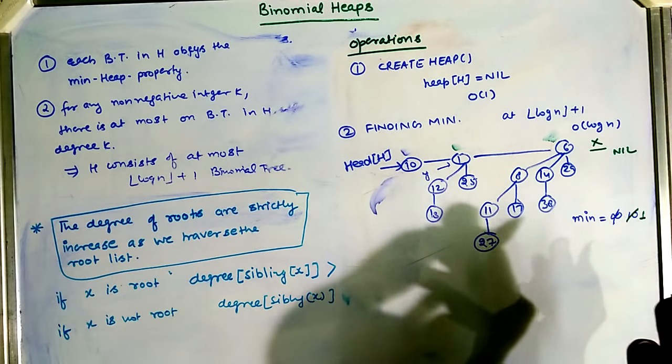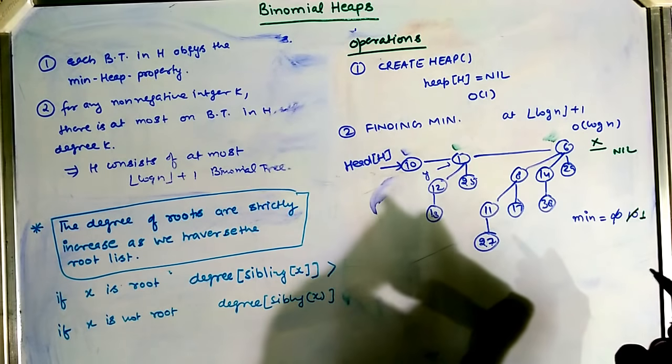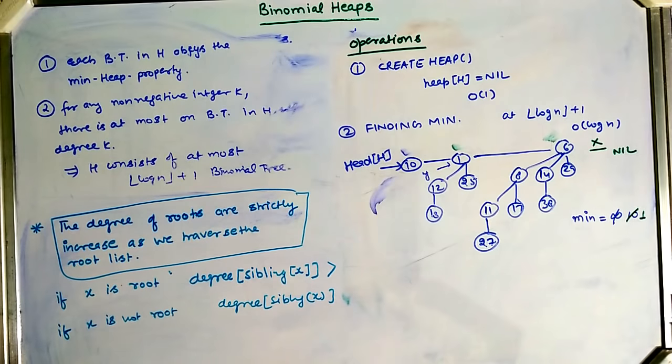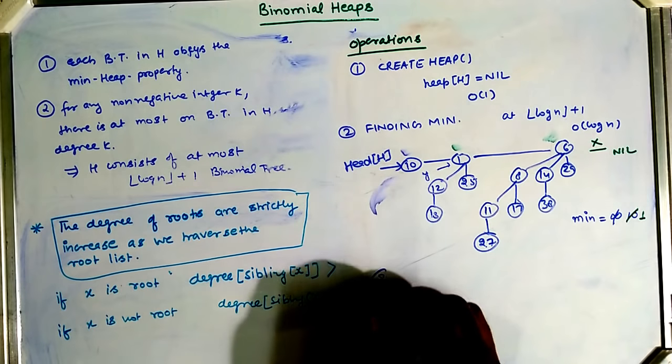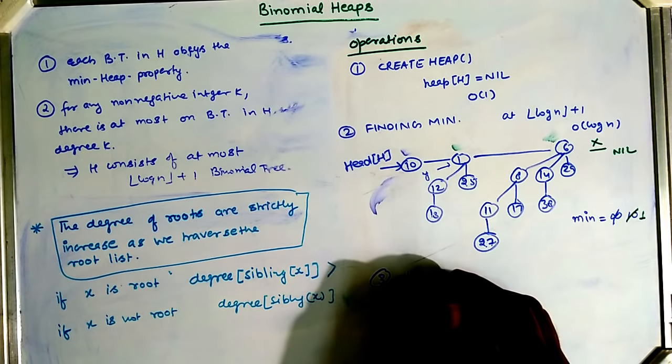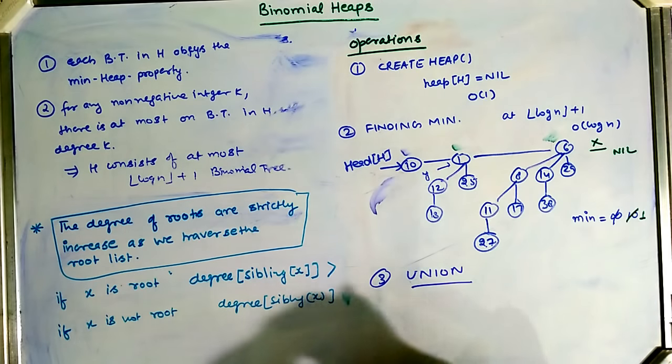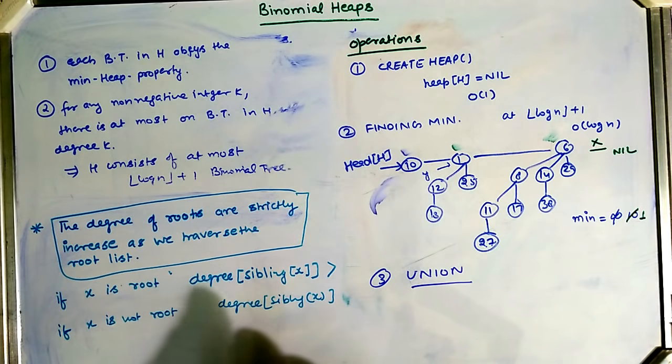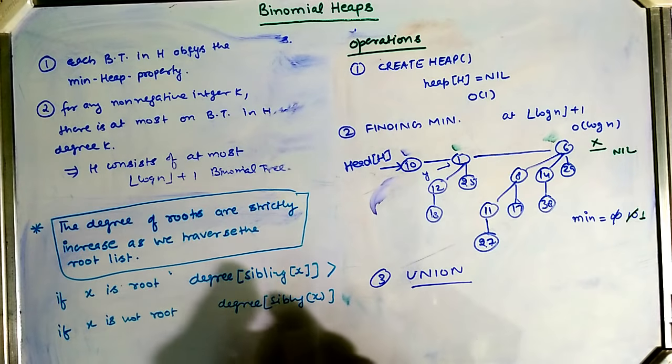Now the next operation is uniting two binomial heaps, the union operation of two binomial heaps. This procedure we will discuss in the next video tutorial.